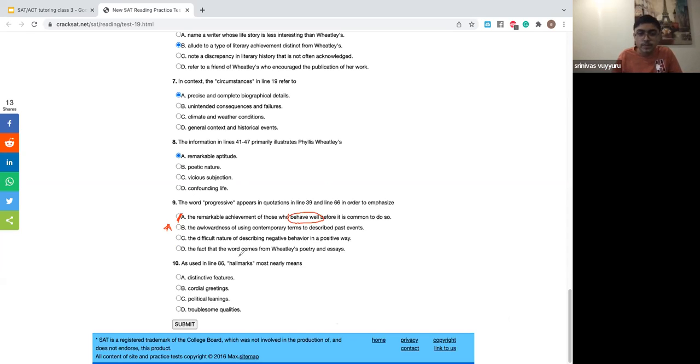So the difficult nature of describing negative behavior in a positive way, that doesn't sound like what the use of progressive was. It's a good thing for that time. So that doesn't sound like the answer. The fact that the word came from Wheatley's poetry and essays, that is not mentioned anywhere in the passage. So B is our answer.